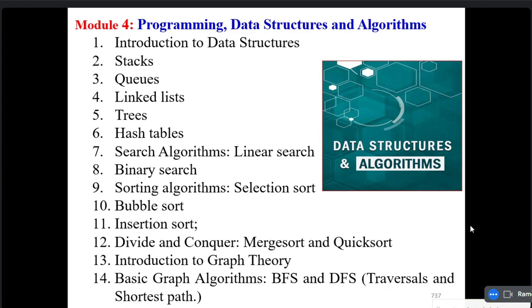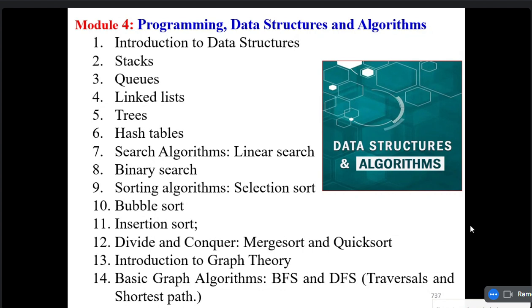Then graph. A graph is a collection of nodes connected by links in a circuit format. What about a tree? How can you define a tree? A collection of nodes connected by links in a hierarchical pattern. That is called a tree. A graph is a collection of nodes connected by links in a circuit format.